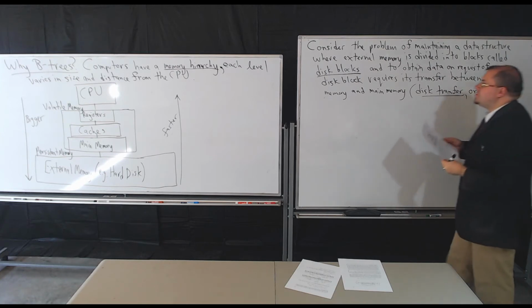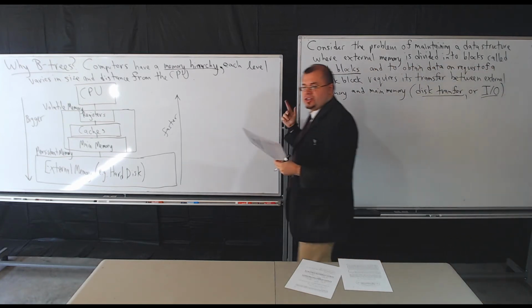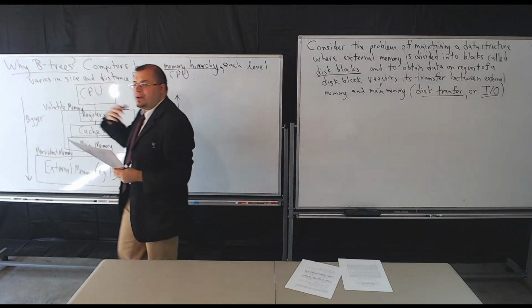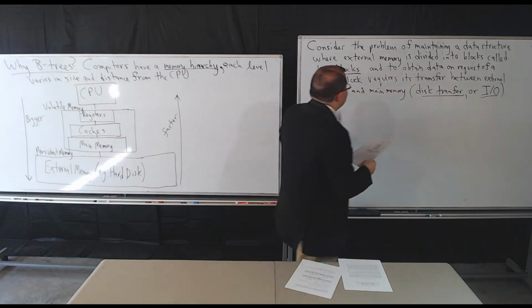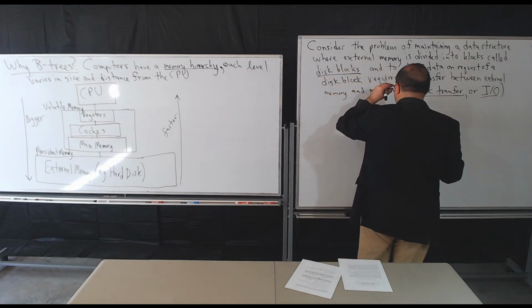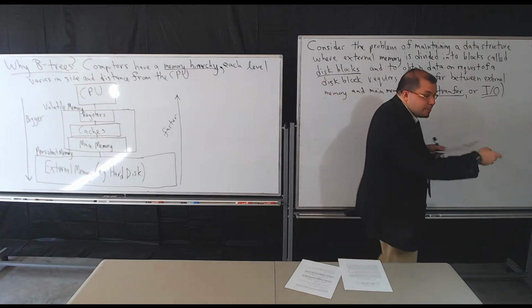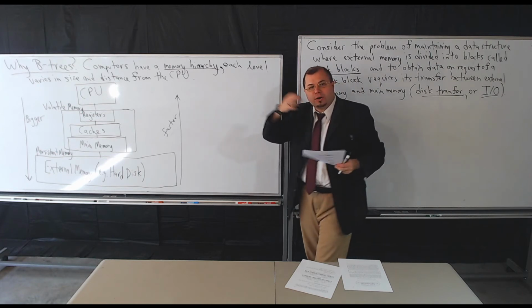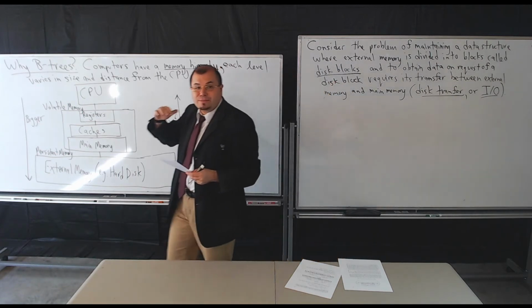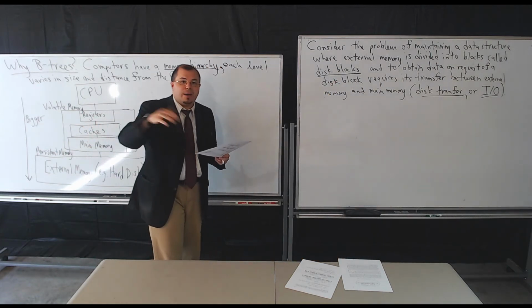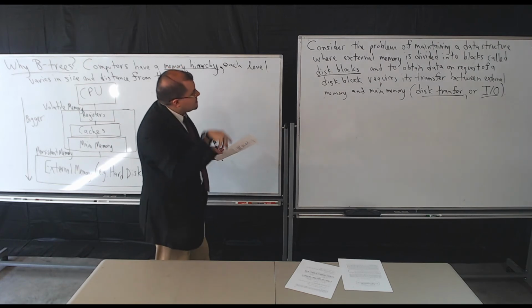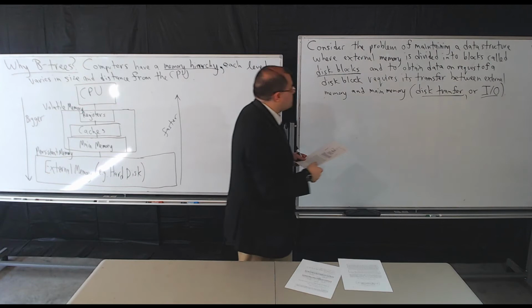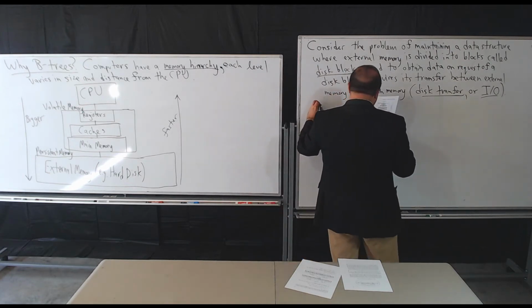So what's our goal? I want to be able to update this data structure. I want to be able to request information from the data structure and also perform updates on it. And it's stored in external memory. So I should be able to grab disk blocks that contain parts of my data structure and do manipulations with it, whether it be updating parts of it and then saving it later, or requesting information on it. So here's the problem.